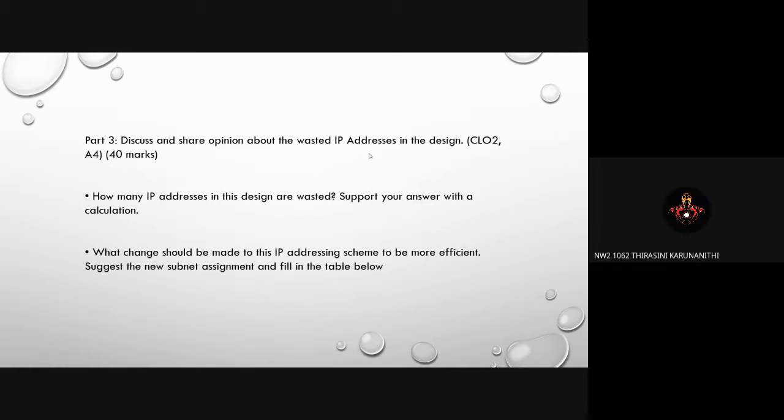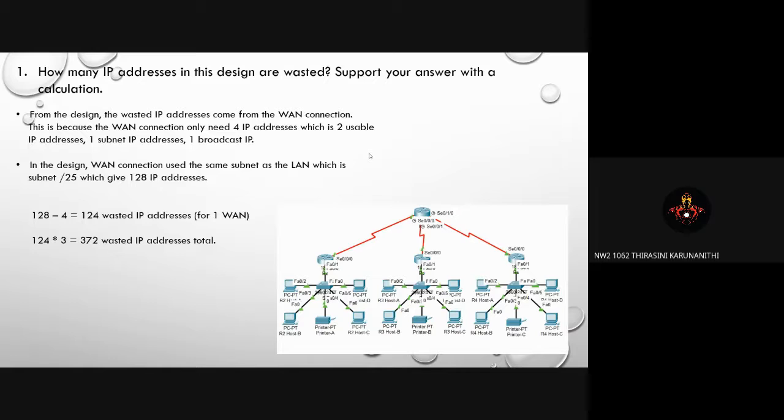Thank you, Vanisri. Part 3, discuss and share opinion about the wasted IP addresses in the design. First, how many IP addresses in this design are wasted? Support your answer with a calculation. Next question is, what change should be made to this IP addressing scheme to be more efficient? Suggest the new subnet assignment and fill in the table below. Next, I pass to Yoshini.